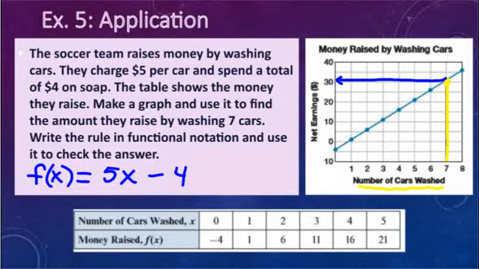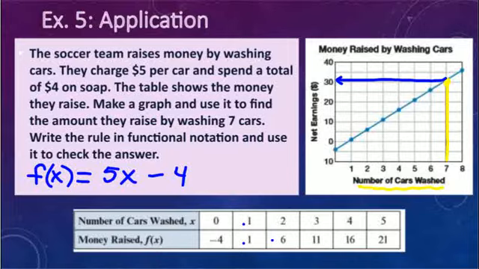And we can always check our answer. If you did 1 car, 5 times 1 is 5, minus 4 is $1 raised. 2 times 5 is 10, 10 minus 4 is $6 raised. So that function can help us determine how much money you can make depending on the number of cars you wash.